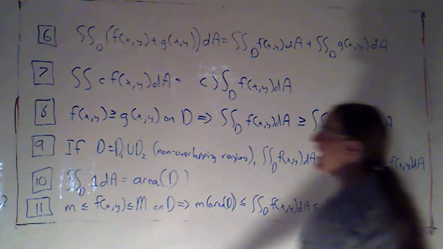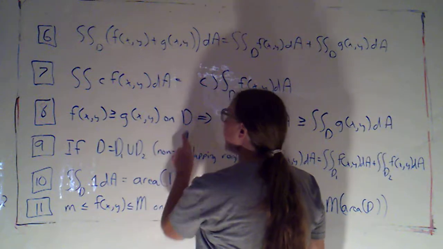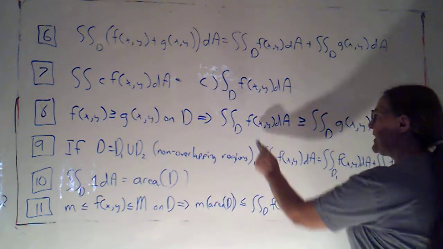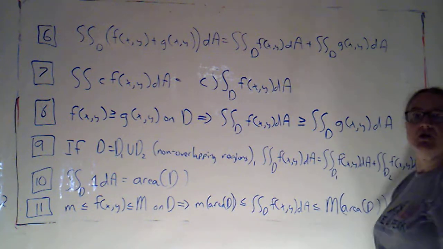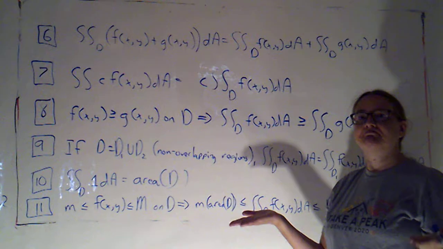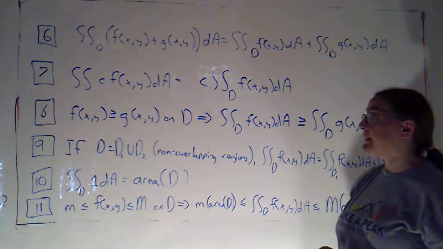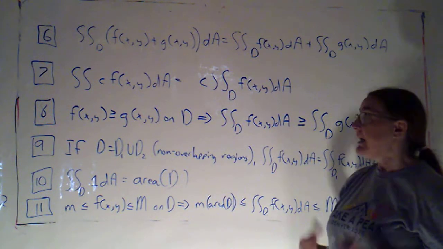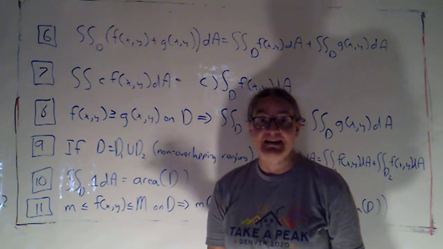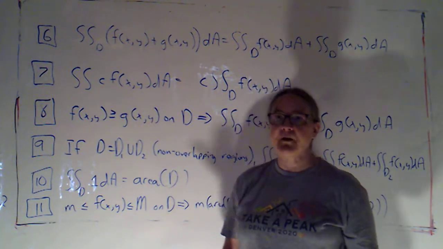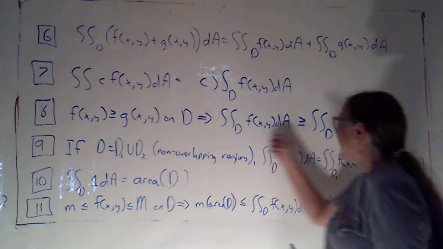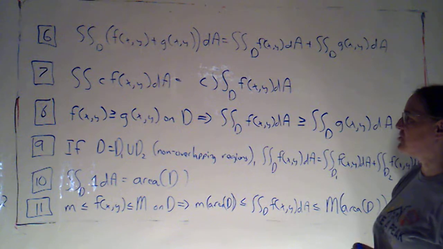All right, property 8 says if I have two functions and on my region D, f is bigger than g, well, when I integrate f, I'm going to get something that's bigger than the integral of g. Bigger height is going to give me bigger volume. And that's true even if I allow for negative heights. I might be talking about f being bigger than g because it's less negative than g, but then I'm going to get a bigger volume in the sense of a less negative volume. So that property is true.